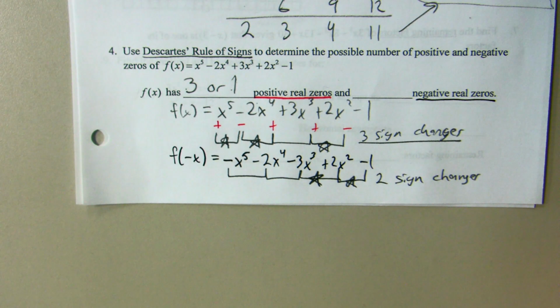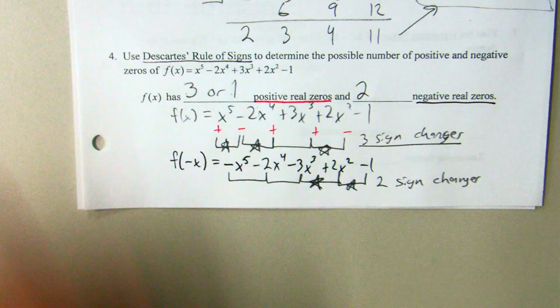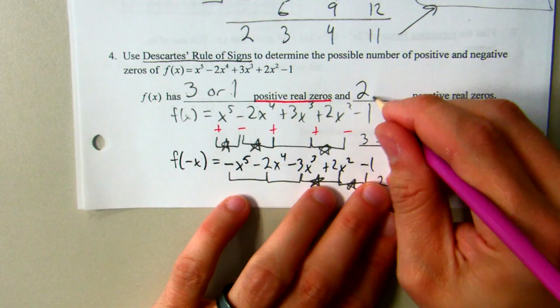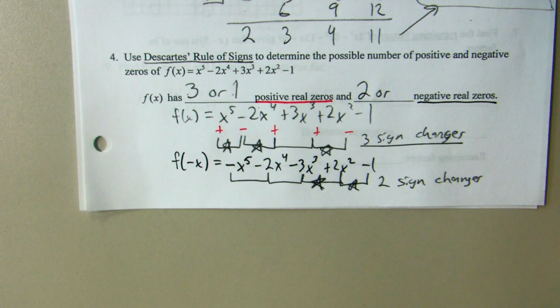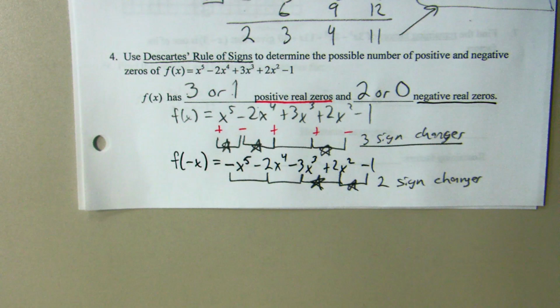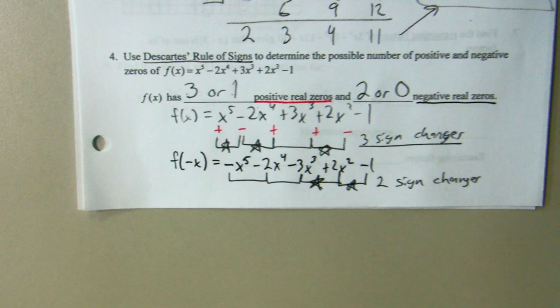Which means of the real zeros, 2 of them will be negative, or 2 less than that, or 2 less than that. Let's stop there. It doesn't make sense anymore. You can have negative zeros. You can have negative and not have a zero.